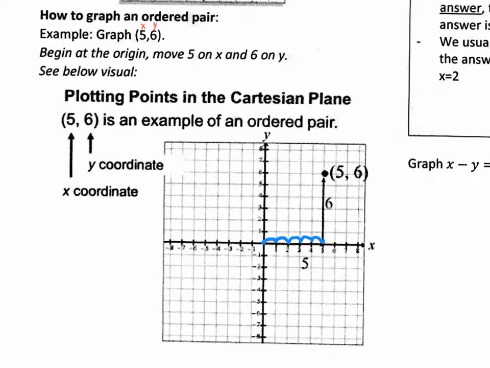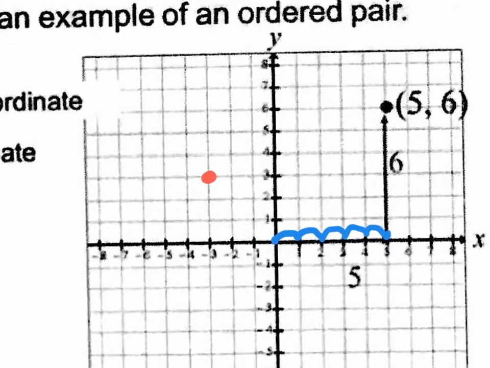So this is all printed out for you. It's not like you're copying anything down, but we need to understand how to graph coordinates, okay? So what do you guys think? Do you understand? Yes. If I gave you this coordinate right here, just tell me, what would that coordinate be right there?